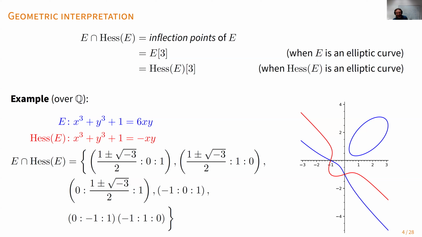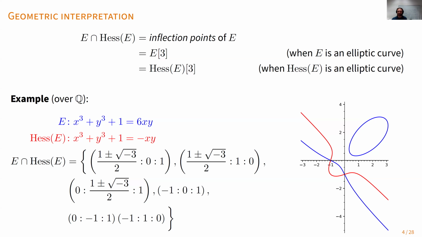Okay, so this suggests that if you want to pick a good form for the elliptic curves, so that when you compute the Hessian, you have still an elliptic curve in the same form, we need to force the elliptic curves to pass through these 9 points, right?